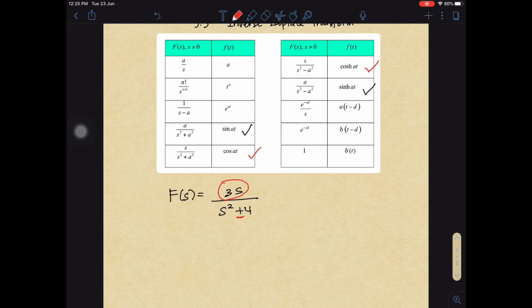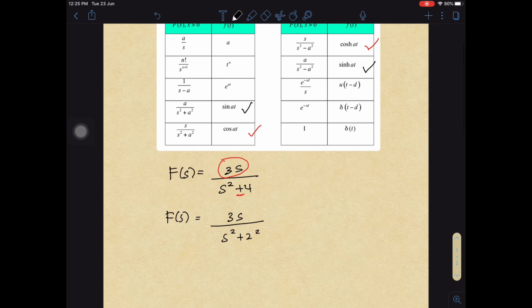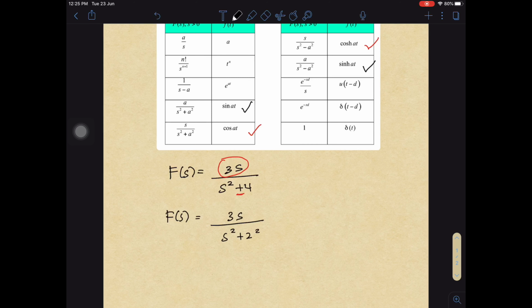S cannot have any coefficient, so your denominator must be in the form of s squared plus a squared. So let's write our function here. We can write our F(s) equal to 3s over s squared plus 2 squared. So now you already have the denominator in the form of s squared plus a squared, where you directly know that your a is equal to 2 here.